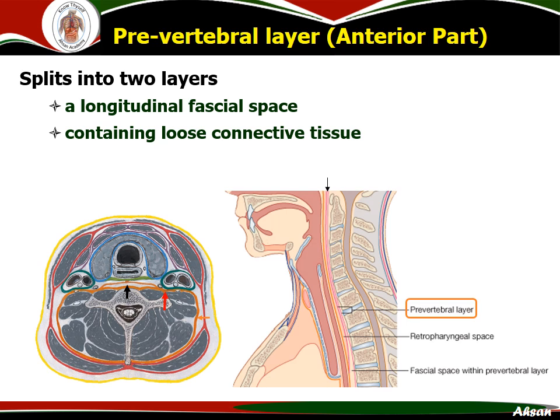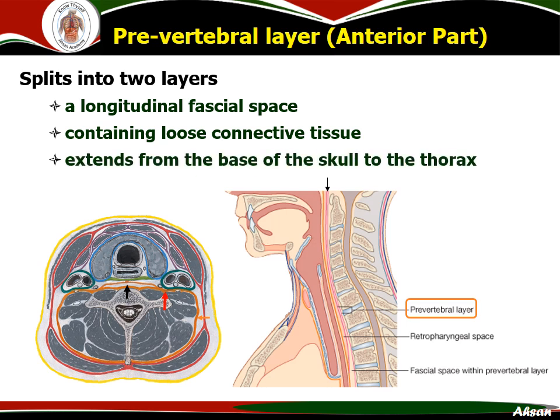So this contains loose connective tissue, and if you follow it on the right side, you can see that this space is going up to the thorax. So it is continuous from the base of the skull to the thorax. So anything that accumulates here will go to the thorax without any obstacles.